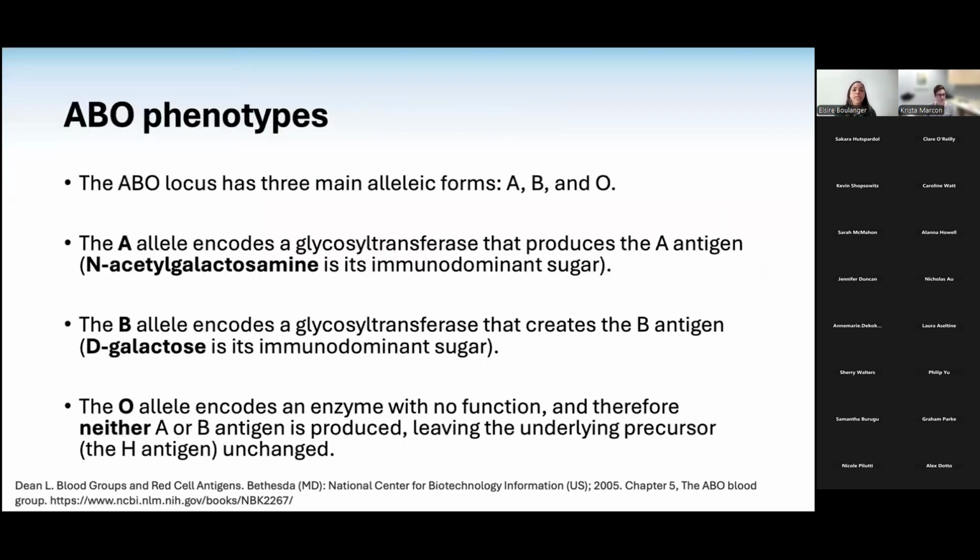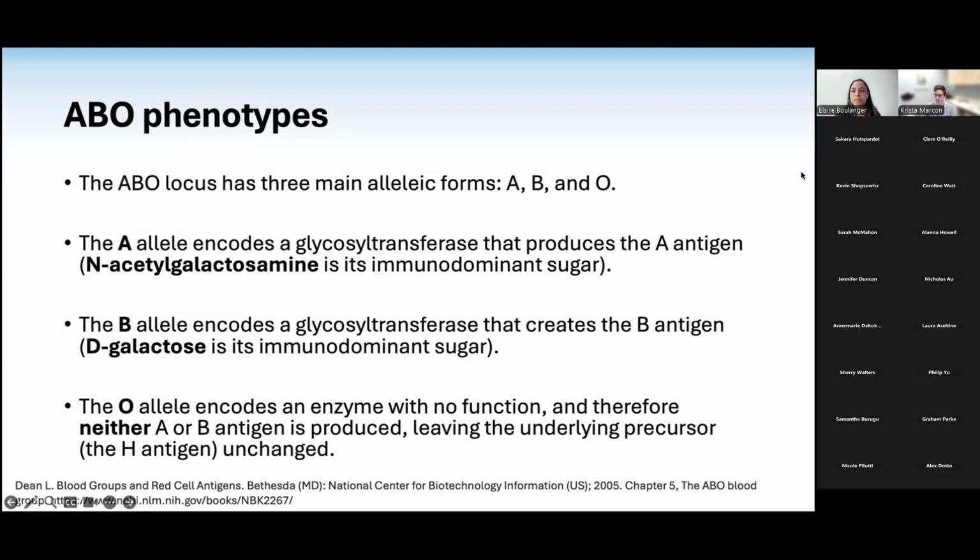It's important to know that the ABO locus has 3 main allelic forms, which are A, B and O. The A allele encodes a glycosyl transferase that produces the A antigen, which is the N-acetylgalactosamine. This is the immunodominant sugar. For the B, this same H antigen has a special glycosyl transferase that creates the B antigen, which is called D-galactose. And for the O, we have the H antigen unchanged.